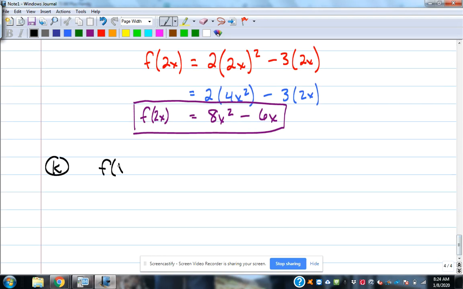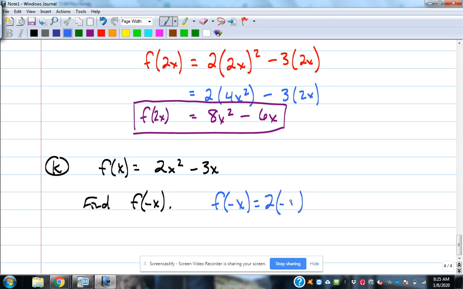Let's use the same function, 2x squared minus 3x. And let's find f of negative x. Sometimes when you throw that negative in there, it causes some issues, so I want to make sure that we pay attention to those things. So again, it's the same old story, just a different version here. 2 parentheses negative x minus 3 parentheses negative x.